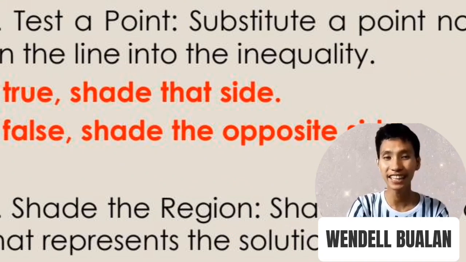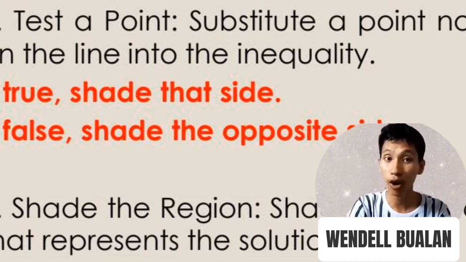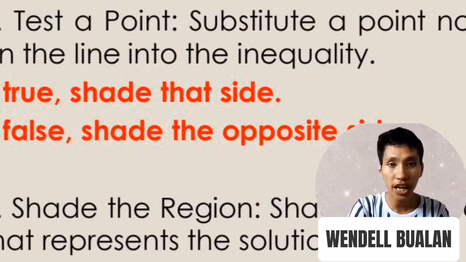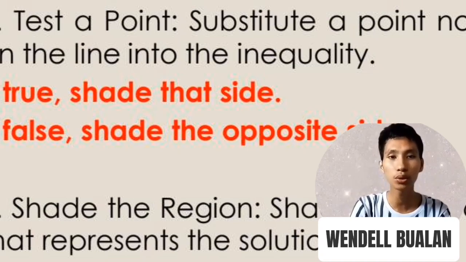And number 3, test a point. Substitute a point not on the line into the inequality. If true, shade that side, and if false, shade the opposite. And number 4 is shade the region. So shade the area that represents the solution set.